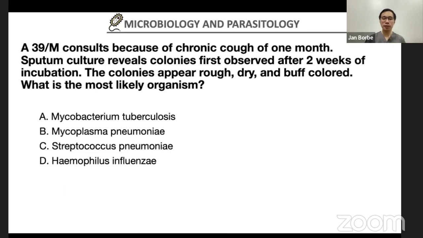Okay, pag-usapan natin, tinanong kanina, napag-usapan na natin, you have a rough, dry, and buff-colored colony. So what is the most likely organism? That's your Mycobacterium tuberculosis. Okay, so that's choice letter A. The mere fact, guys, no, na it grows after 2 weeks, that already tells you it's a slow-growing organism. So your choice should only be A and B. But between A and B, mas mabagal si Mycobacterium tuberculosis.